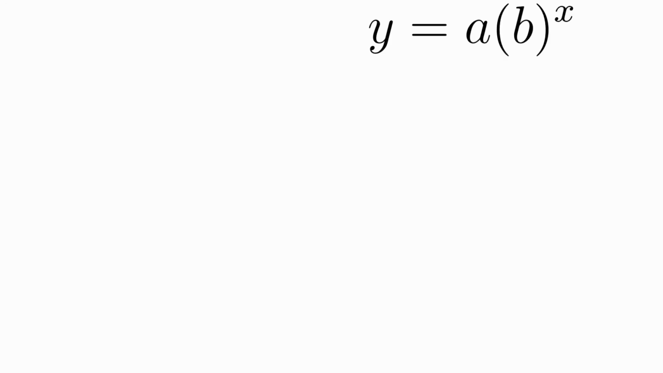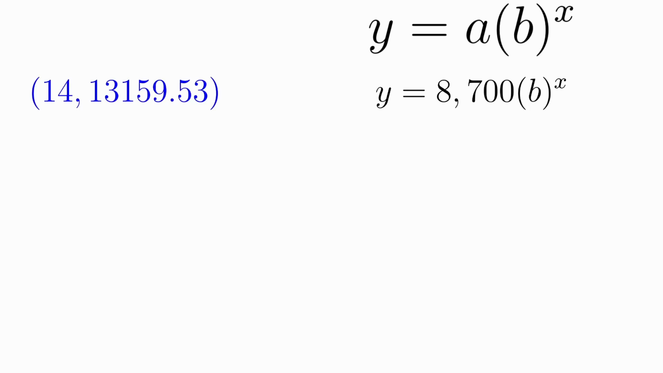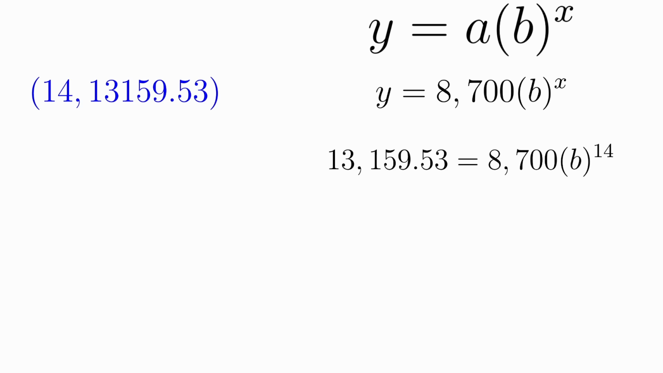So we've got y equals a times b to the x. As we already talked about, a is 8,700. And we're going to try to find b. So they gave us this point, which I will write down. 14 years, that's the x or the t, so that's 14. And then the balance is the y value. So we're going to put that into the equation. To solve this equation, we're going to first take care of the 8,700. To move it, we're going to divide both sides by 8,700. And you should get something like this.